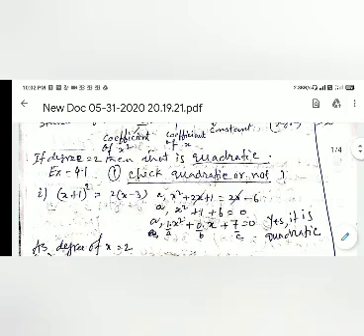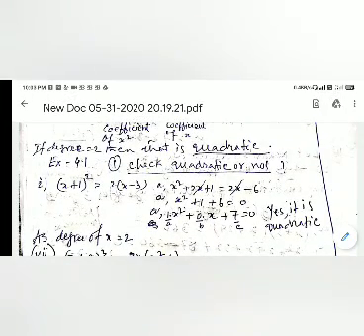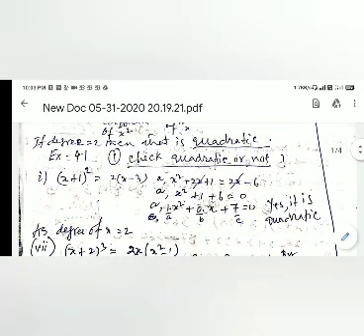Suppose the example is given, x plus 1 whole square equal to 2 into x minus 3. Here you have to solve the left hand side and right hand side of the equation. So after solving, you see x plus 1 whole square equal to x square plus 2x plus 1 and equal to 2x minus 6, or x square plus 1 plus 6 equal to 0, or x square plus 7 equal to 0.